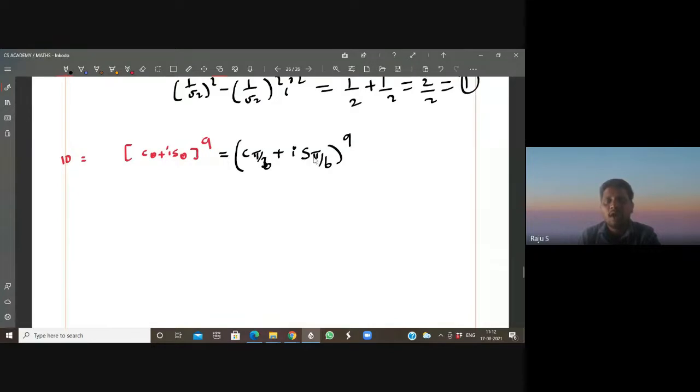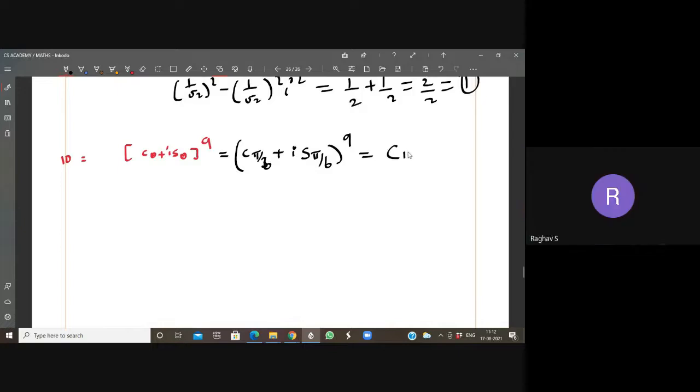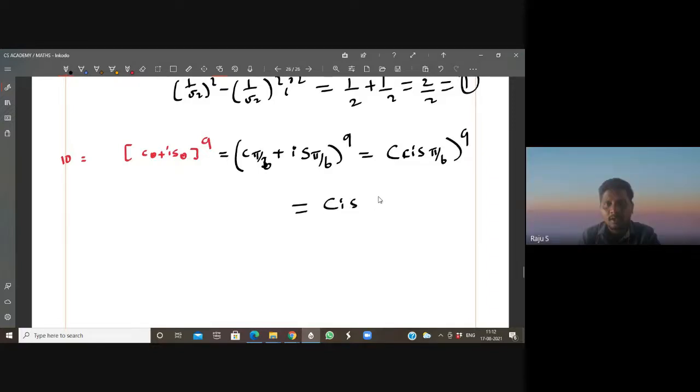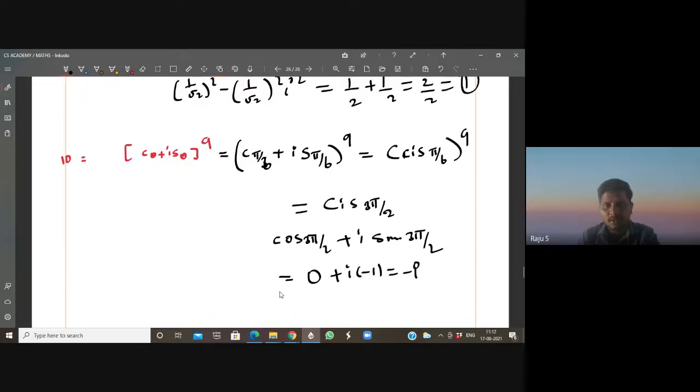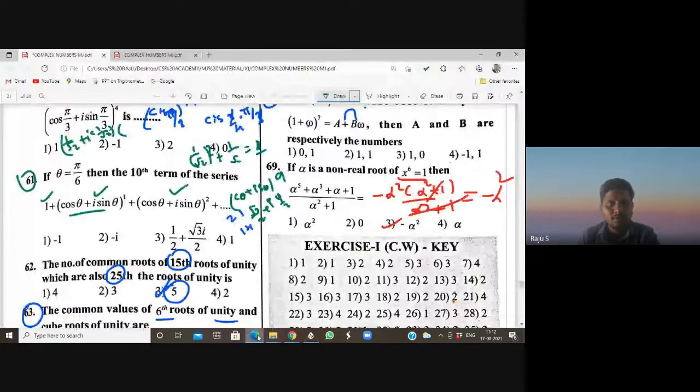Now I want to apply De Moivre's theorem. This can be written as cis of 9 pi by 6. Pi by 6 all to the power of 9, that is 3 pi by 2. So cis 3 pi by 2 we finally get. 3 pi by 2 means cos 3 pi by 2 plus iota sin 3 pi by 2, right? What is cos 3 pi by 2? 0, sir. Iota times of minus 1, minus iota. So is there any minus iota? Yes, second question, second option.